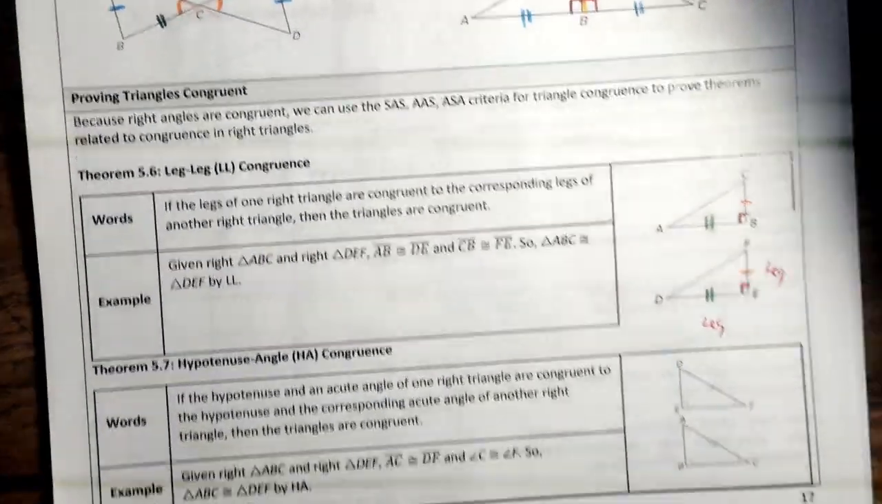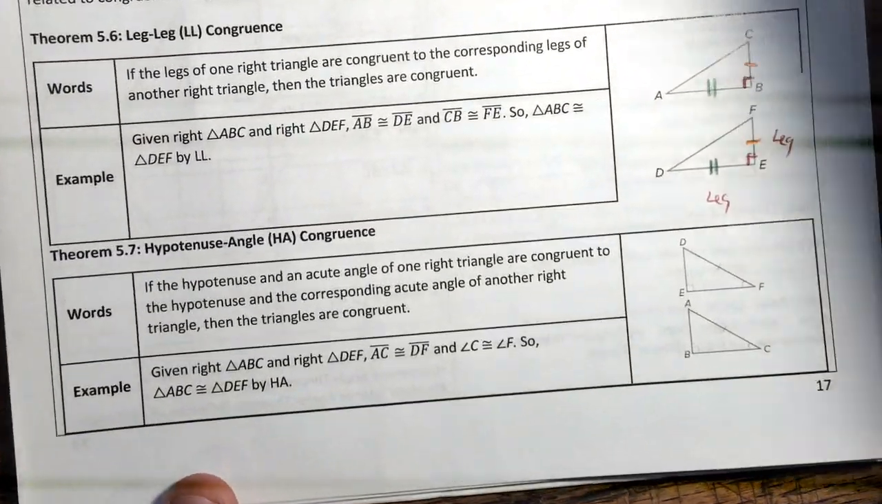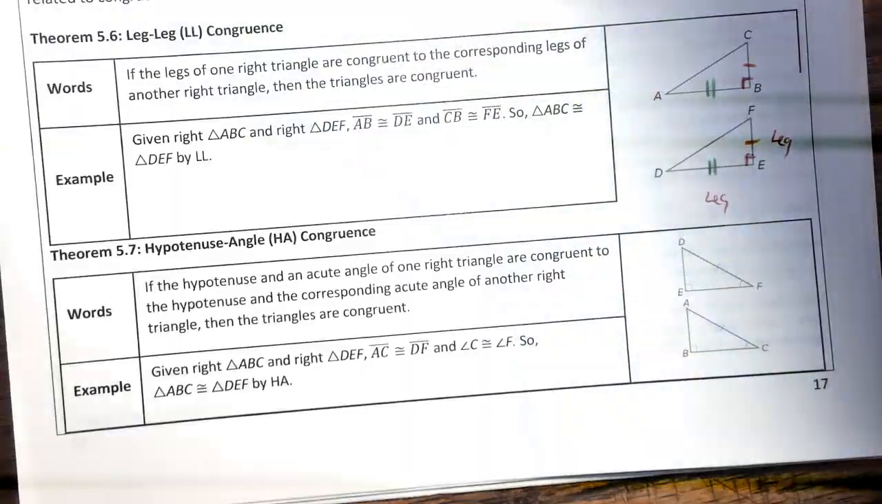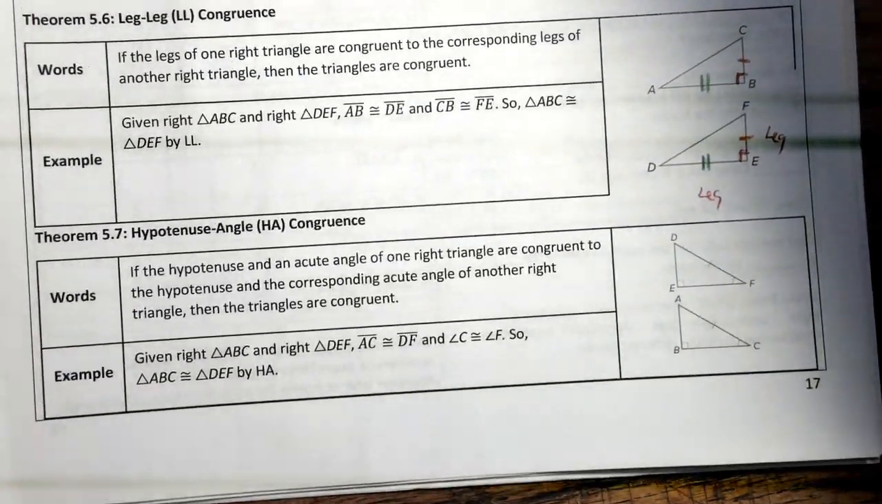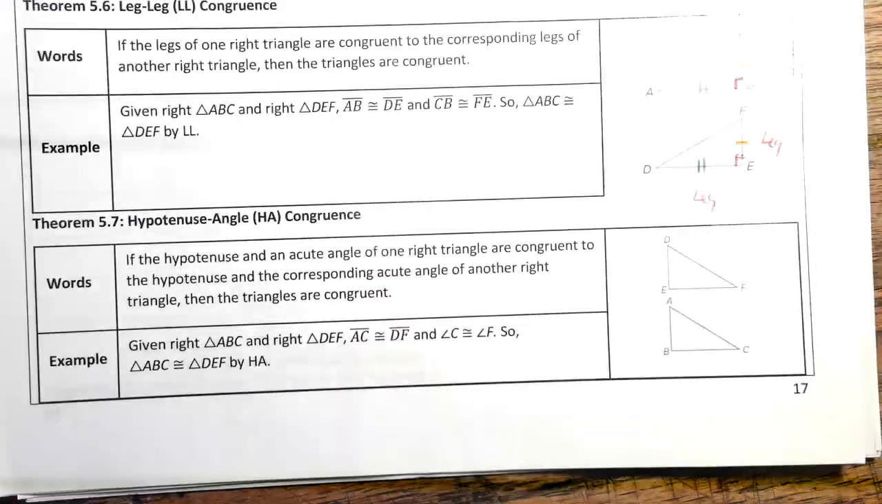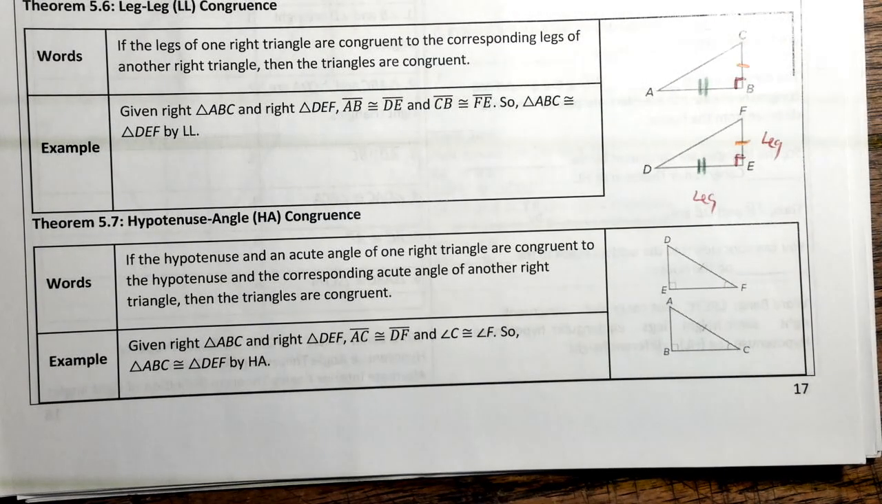Scoot down just a little here. All right. A little sideways. Okay. Theorem 5.7. Hypotenuse angle. Give it just a moment.